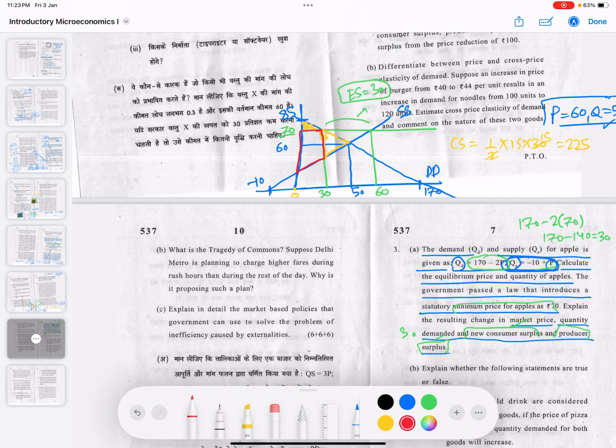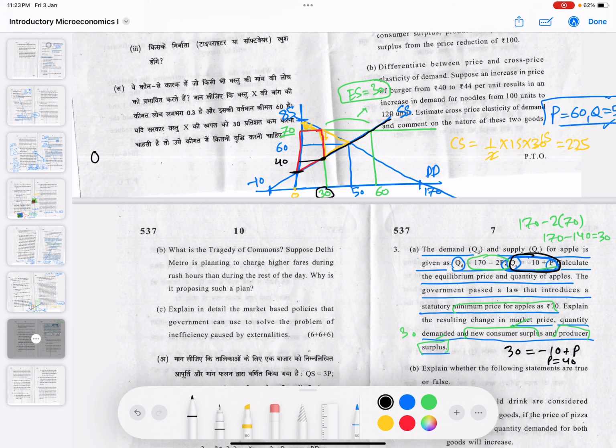Okay, so we don't know what this intercept would be. Look at the black point. We don't know what this intercept is. So at quantity 30, what should be the price such that this equation is satisfied? So when quantity is 30, 30 equals minus 10 plus P. So price becomes 40. So this would be price 40. So you can find the area of this, and this intercept also you can find.